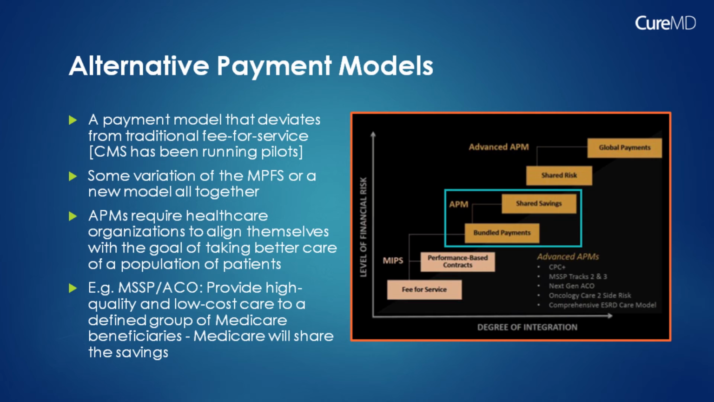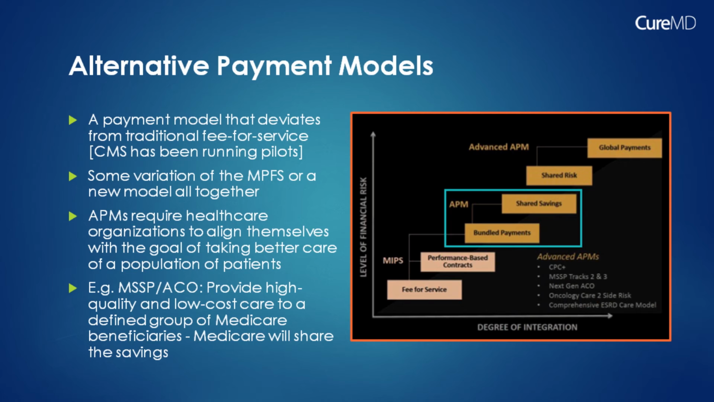And depending on the amount of risk you agree to take on, in case you do not save any money but you overspend, then some of that additional overspending has to come out of your pocket as opposed to Medicare alone footing the bill for that. So if you decide to take on more risk, then Medicare decides to give you a higher percentage of the savings in case there are savings. So that's the aim of the program.